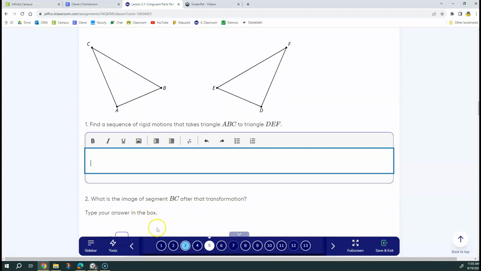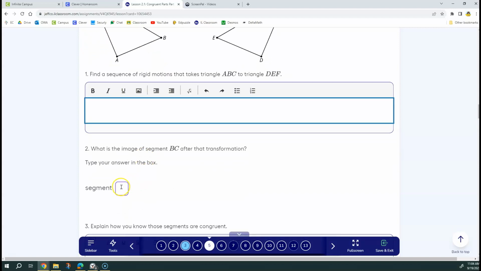let's talk about the matchups here. So what is the image of segment BC after that transformation? So here is segment B to segment C. What matches up with segment B to C on our triangle DEF? What piece of triangle DEF matches with segment B to C? And you can type that answer in the box here.